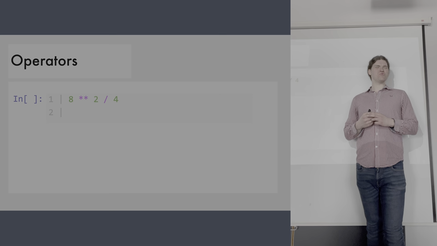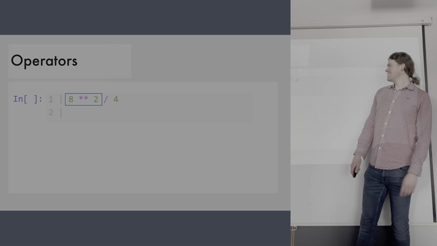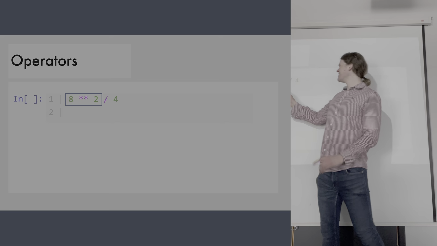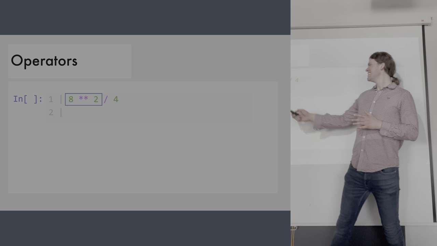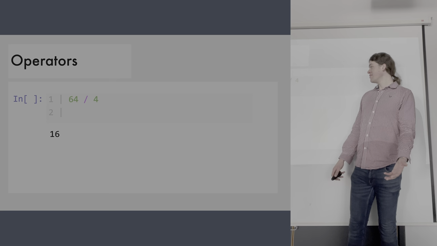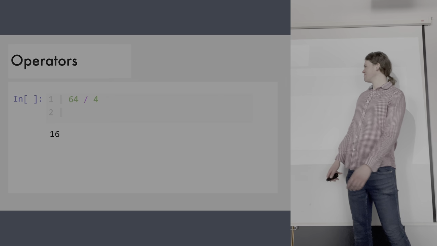Right, it's not. So actually the precedence is to do that first. I wouldn't be so mean to give you an example like that. I would give you something that's worked out. So we actually do the power first. Powers come first. So 8 to the power of 2, 8 squared, 64, divided by 4 is then 16. So you've got to think through the sequencing of the precedence there.